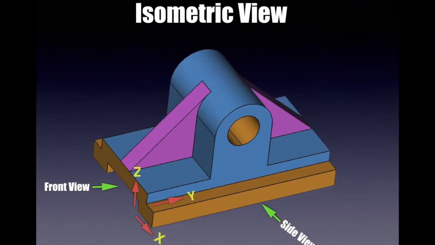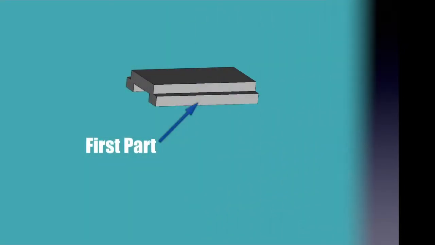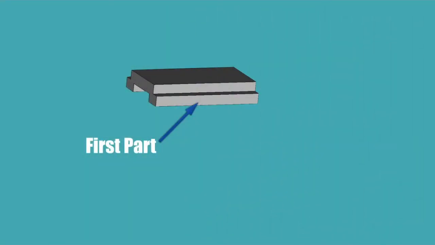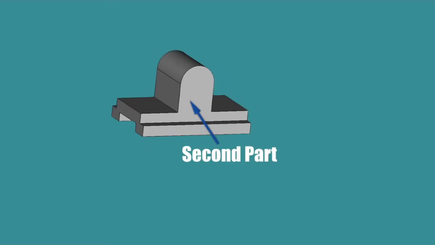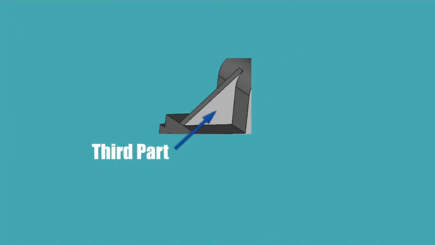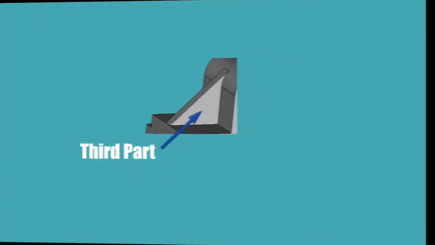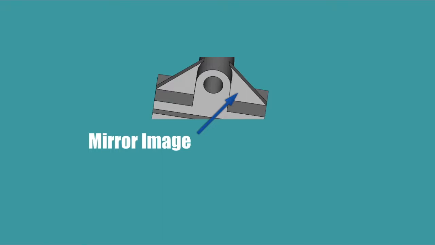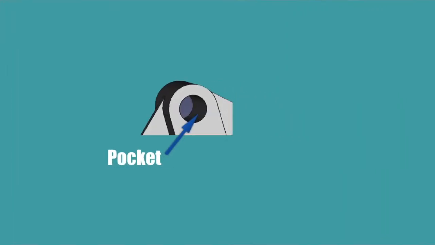Here, as you can see, this model consists of three distinct parts. This is the first part, this is the second part, and this is the third part. This is the fourth part, which is nothing but the mirror image of the third part. And finally, we will carry out this pocket operation for making the hole on this second part.